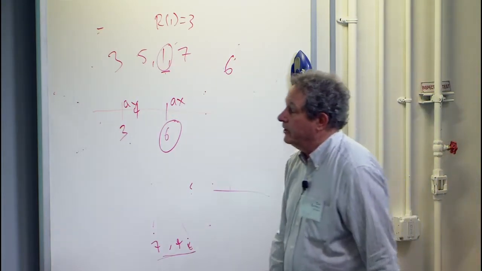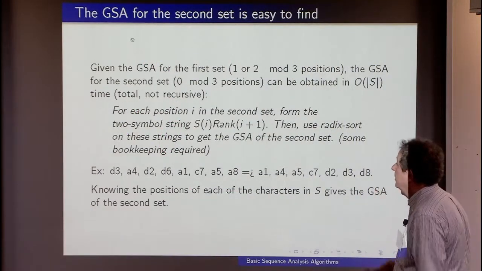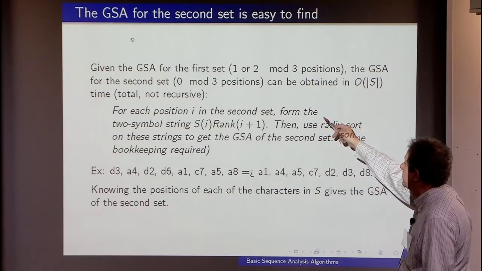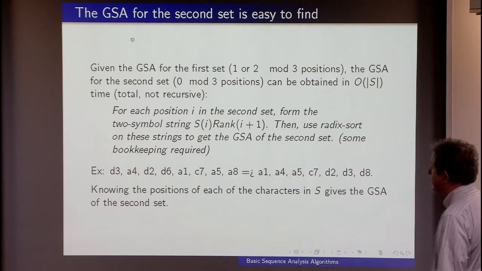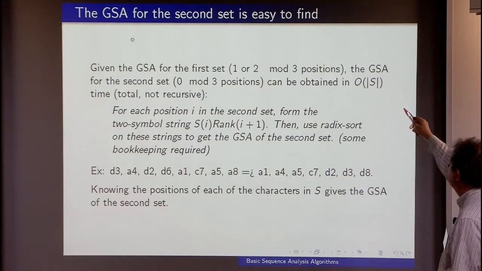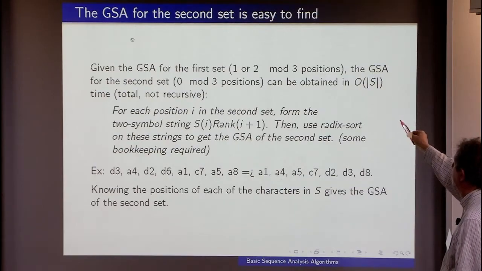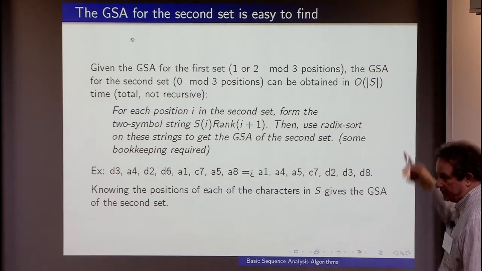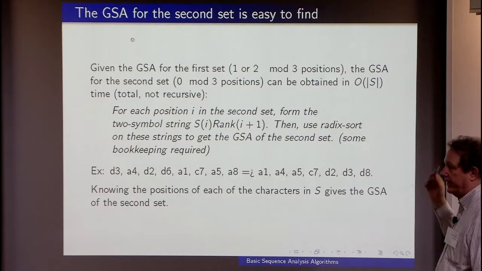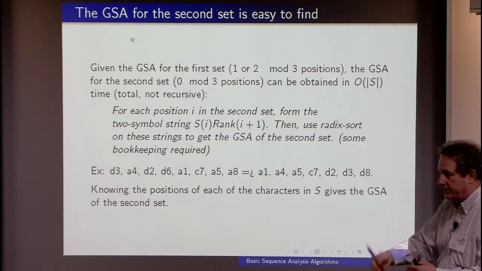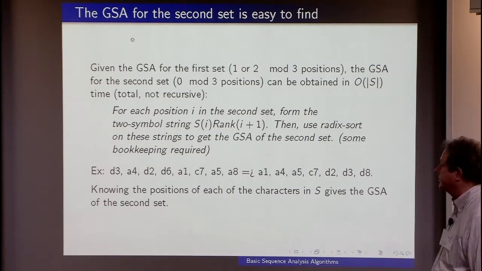Now if we've already recursively computed the GSA for the first set, the 1 or 2 mod 3 positions, and then we want to compute the GSA for the second set, those are the 0 mod 3 positions, we can do that in order S time, or the length of the string. That's total time, not recursive. You do it once and for all. It's not a recursive type algorithm.